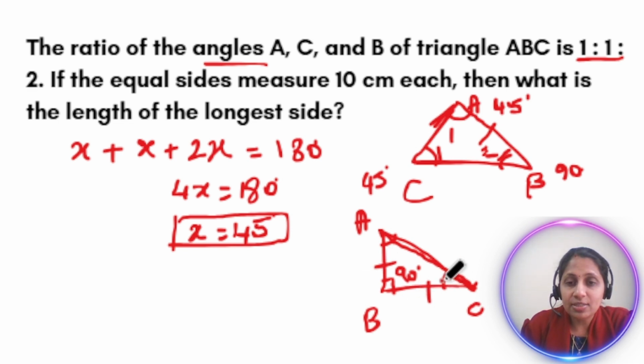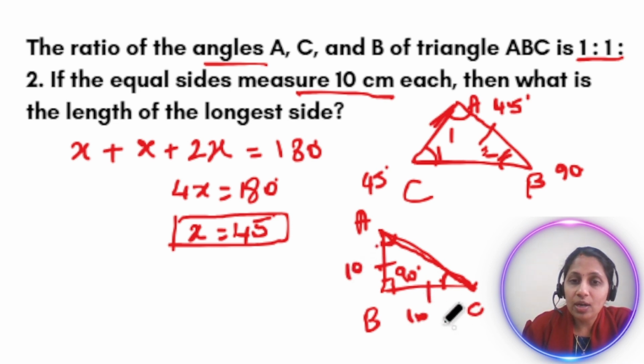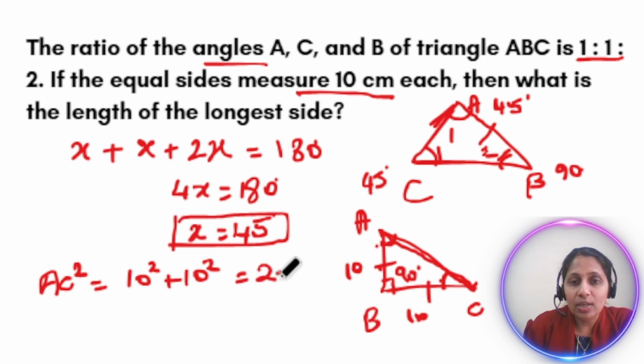So the opposite side for this angle is AB, and the opposite side for angle A is BC. Clear? Now let's apply the Pythagoras theorem. So what does it say? The equal sides are 10 centimeters. They have already given these two as 10 centimeters. So AC square equals 10 square plus 10 square, which is nothing but 200.